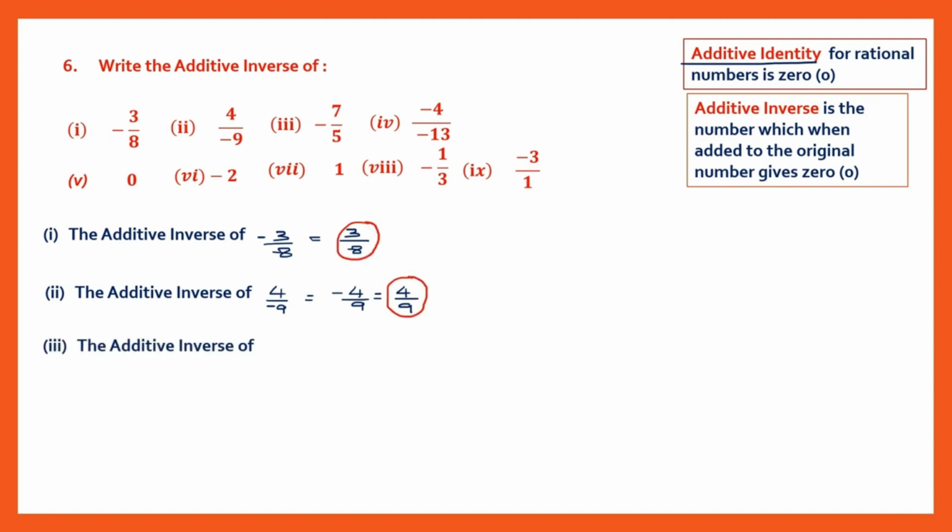Third one, the additive inverse of minus 7 by 5. This is a negative number. So that's going to become positive 7 by 5. So if it is negative, the additive inverse will be positive.